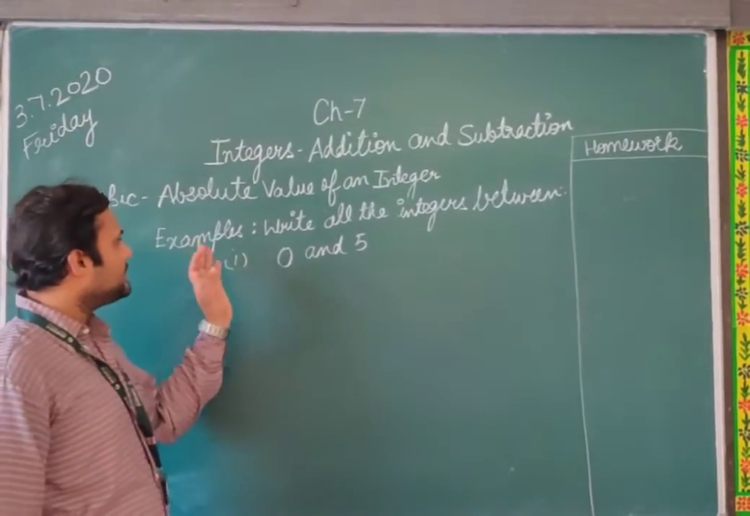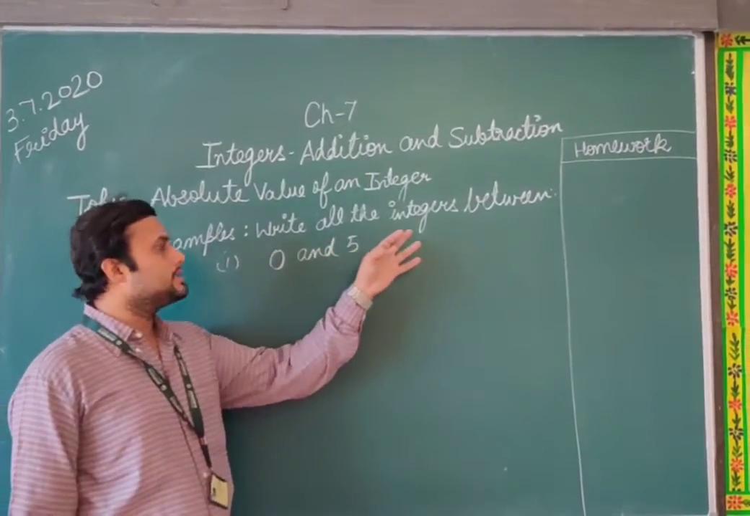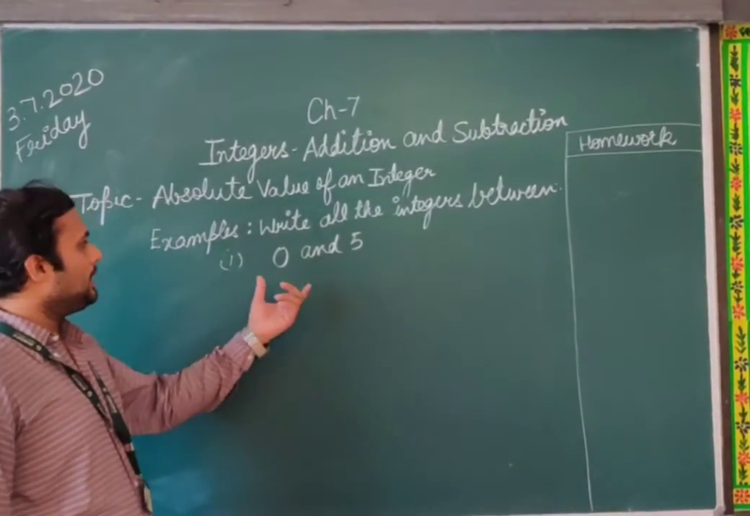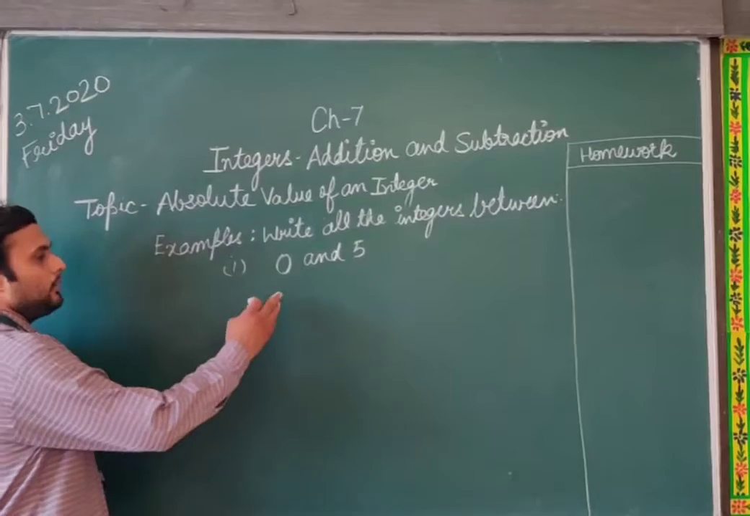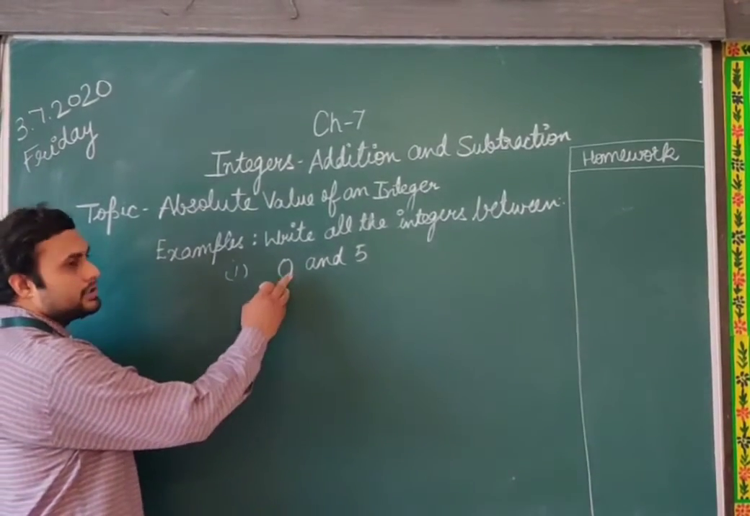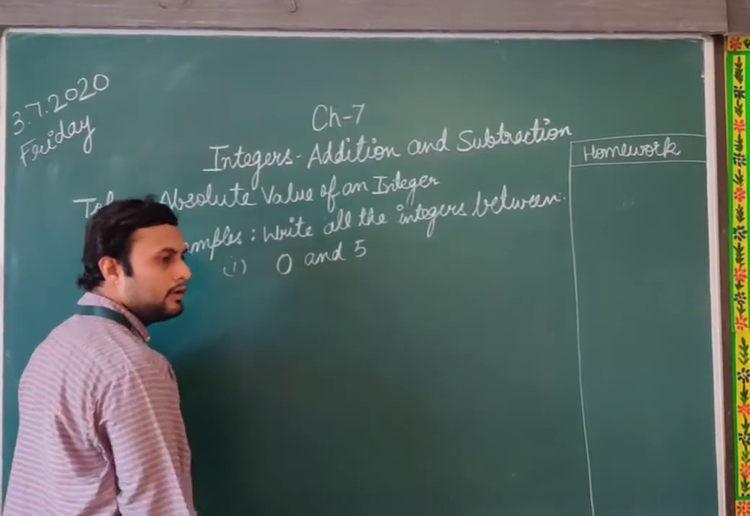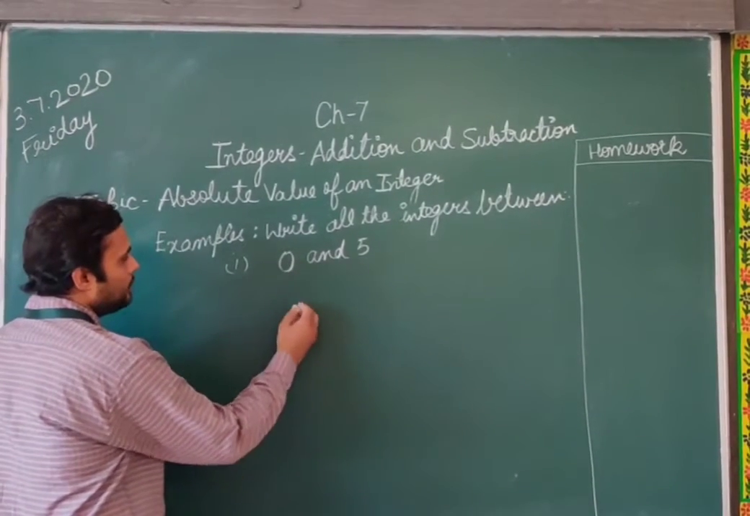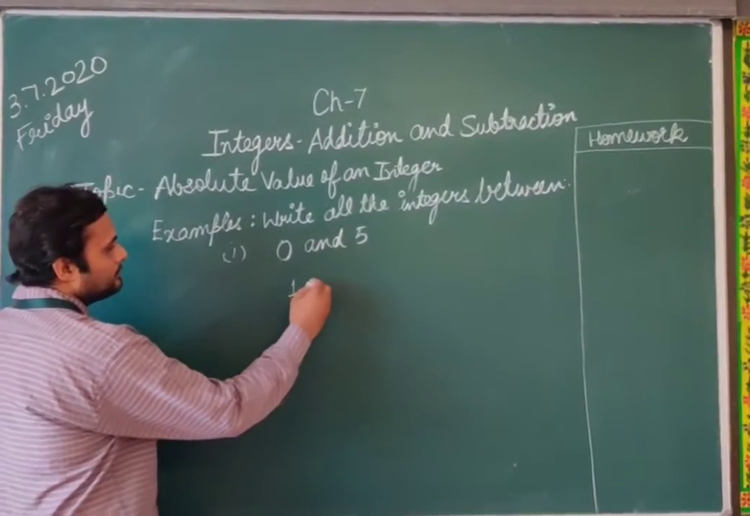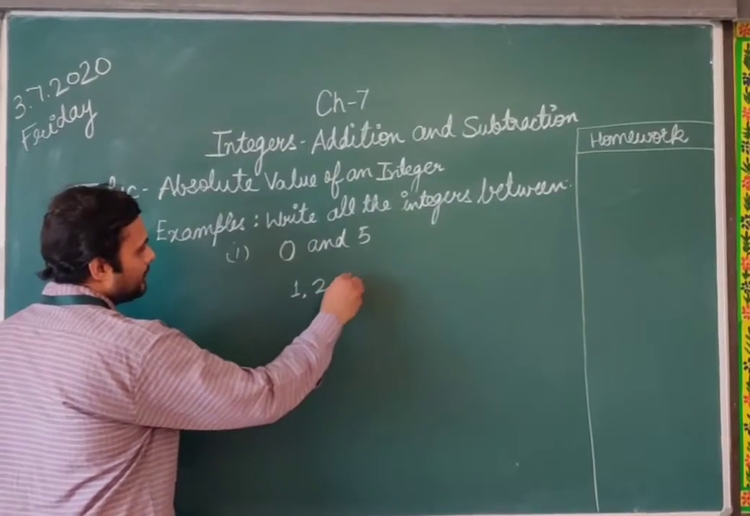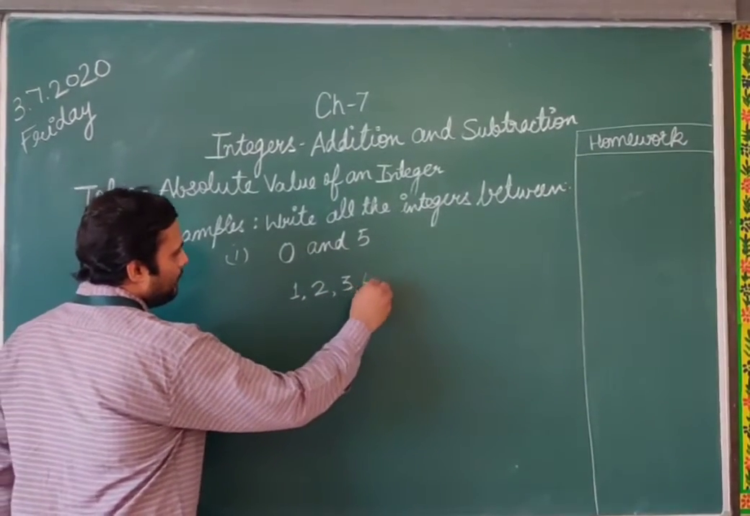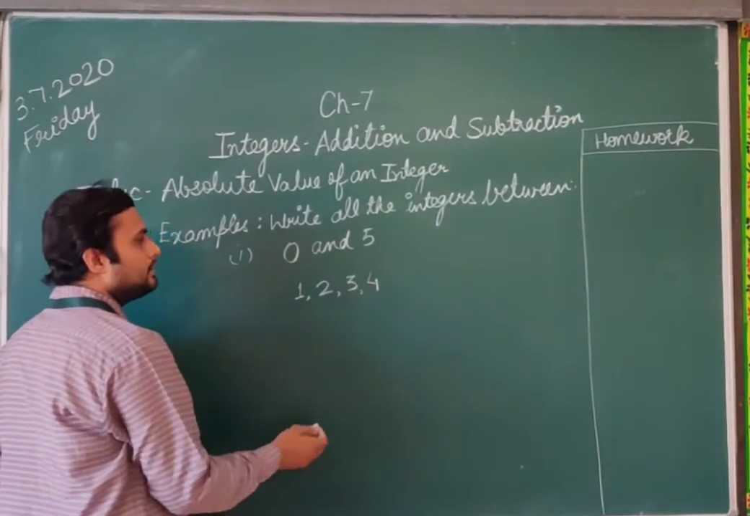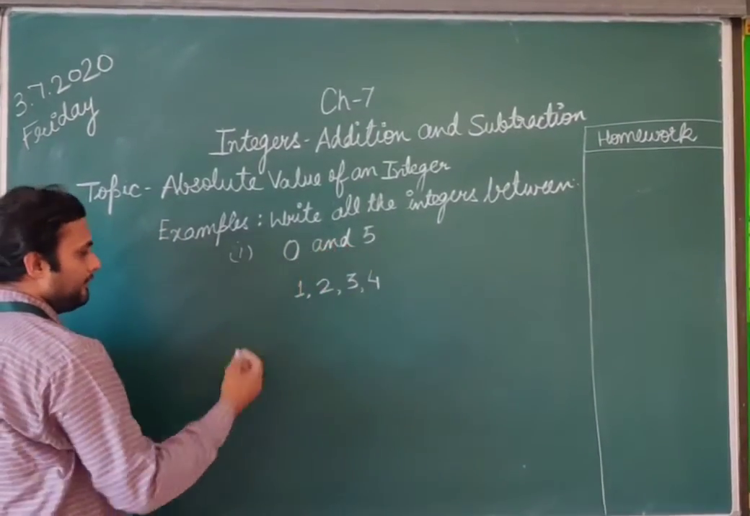Now we take the example, write all the integers between 0 and 5. So you have to mention all the integers which come between 0 and 5. First thing, as we all know, after 0, 1 will be there, 2 will be there, 3 will be there, 4 will be there. So 1, 2, 3 and 4, these are the integers between 0 and 5.